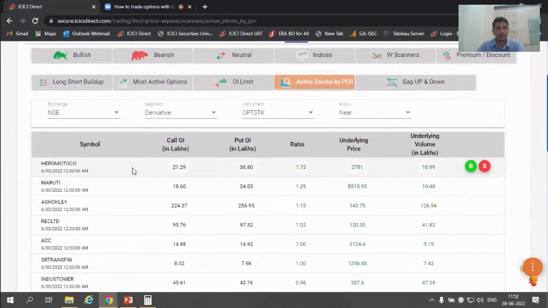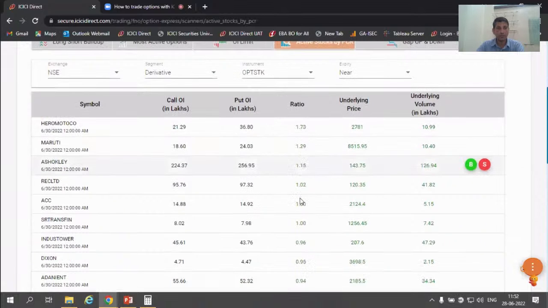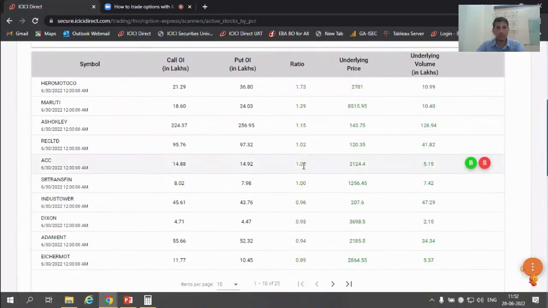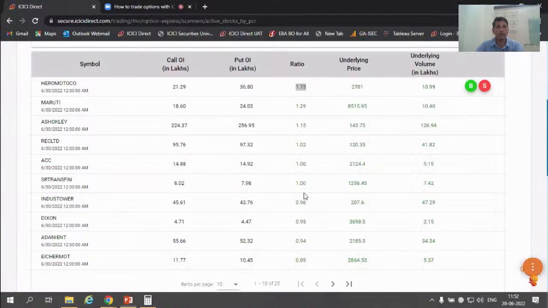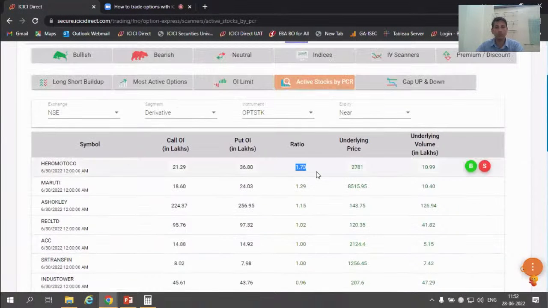So here you will be able to see Hero MotoCorp is 1.73, Maruti, REC, ACC. So ACC is neutral basically, so people won't be taking any position here unless and until they have a clear idea of where it's going to go. Here they would get a clear idea from 1.73, which means that there is a huge demand for the puts, and you can decide among yourself, because there is no right or wrong answer for this. Some people will go this way and some will go contrarian. It is up to the trader how they want to trade it.